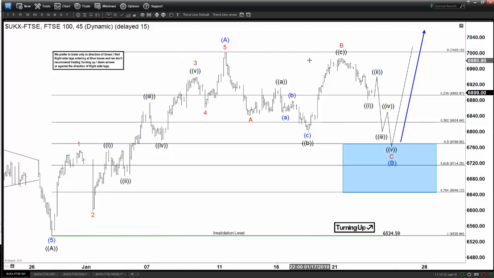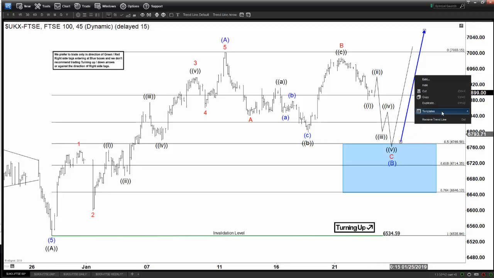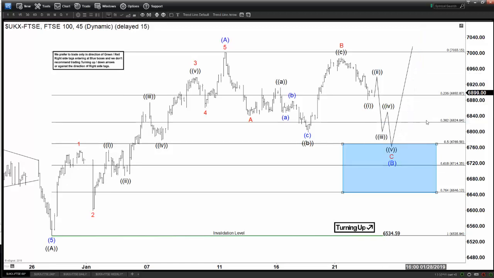All right, now if this pivot gives up, if this pivot fails, so that means the FTSE and the world indices already start the next leg lower, right? And if that's the case, then these 5 waves can be a part of a flat, okay, a C wave of a flat from somewhere else.